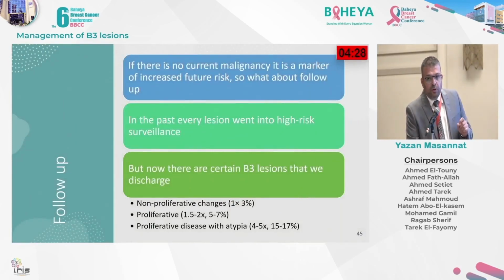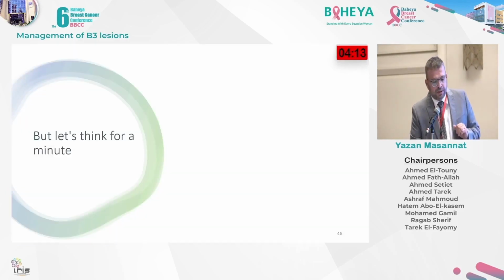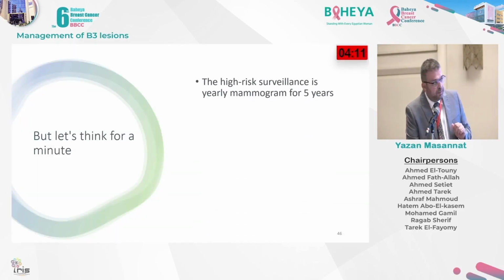Now, not all those lesions have similar high future risk for malignancy. If they have non-proliferative changes, they increase their risk by only 3%. But if they have atypia, they increase the risk by about 17%. They reach the moderate risk category.